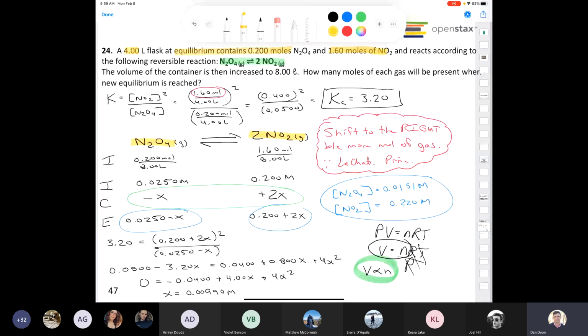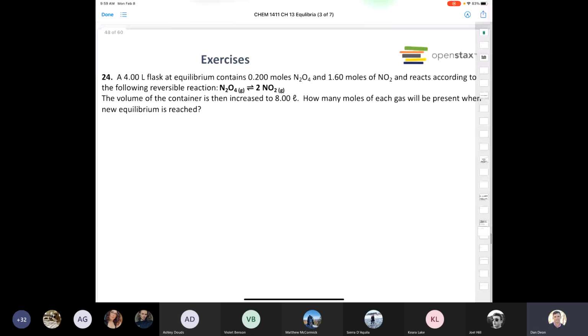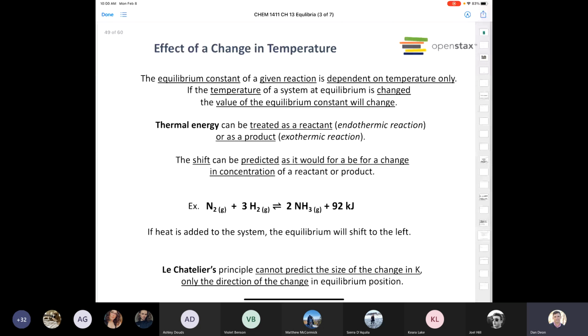But something that we talked about earlier on was that K is affected by temperature. K is constant at constant temperature. So what happens when you change the temperature? Well, let's talk about it. The equilibrium constant, our capital K, of a given reaction depends on temperature only. So if you change the temperature, you're going to change the K.